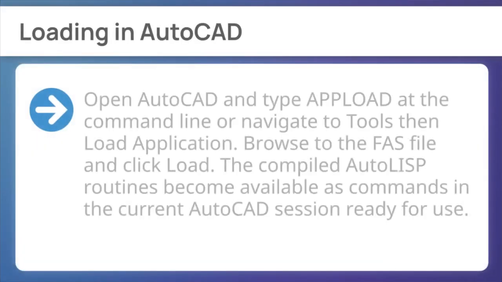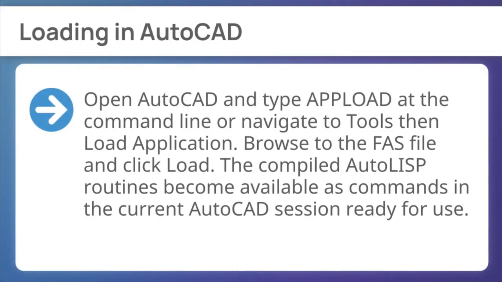First, loading in AutoCAD. Open AutoCAD and type Appload at the command line or navigate to Tools, then Load Application. Browse to the FAS file and click Load. The compiled AutoLISP routines become available as commands in the current AutoCAD session, ready for use.